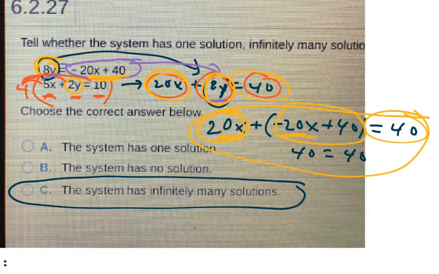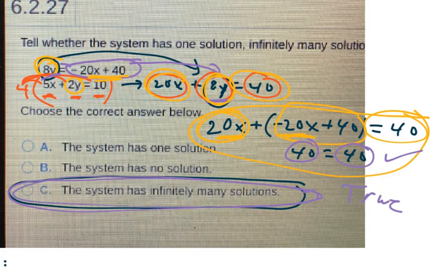And notice 20 minus 20 is 0x. Now when the x is gone, you can't solve for it, right? So when you can't solve for it, it's either no solution or infinite solutions. Well, since 40 does equal 40, this is true, right? When it's true, that's when you have infinite solutions. So when it still works mathematically and it's true, and there's no letter, x or y, left to solve for, if it's true, it's infinite solutions. If it doesn't work, then it's no solutions.